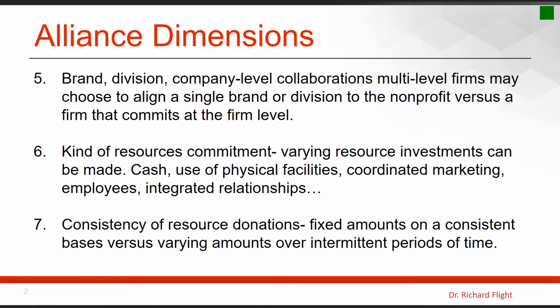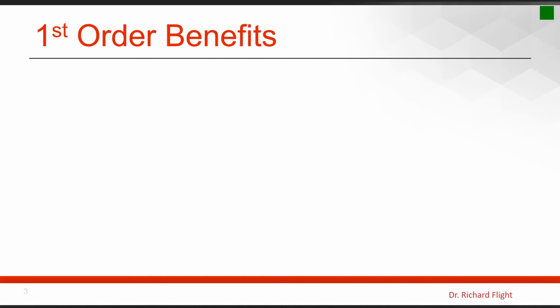So we had 7 different things: number of partners, whether it's a networked or single partnership organization type of thing, the length of the commitment, the levels of investment, complexity, and the number of the different dimensions or initiatives that are offered, the scope or the level of partnership, whether it's a brand, division, or company level partnership, the kinds of resources committed, and then the consistency of the resources that are committed. Those provide 7 different ways we can think about the relationship between for-profits and nonprofits.